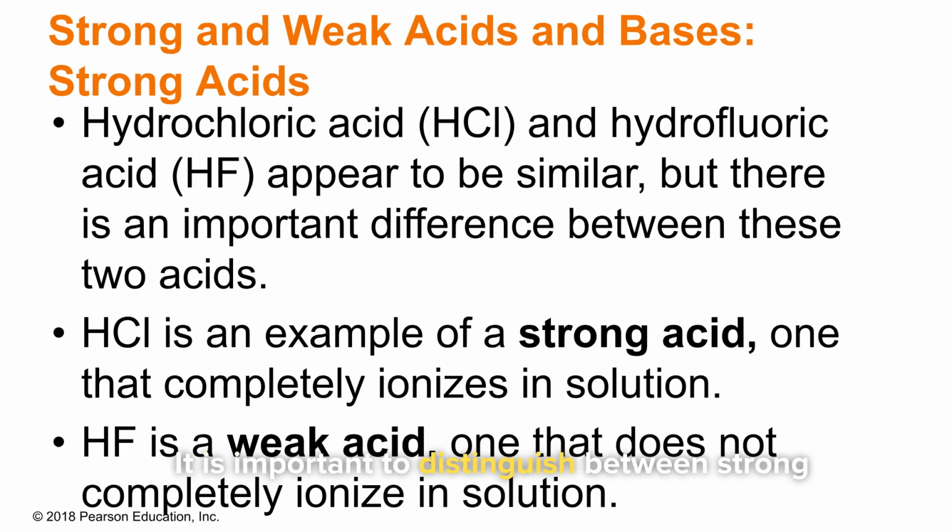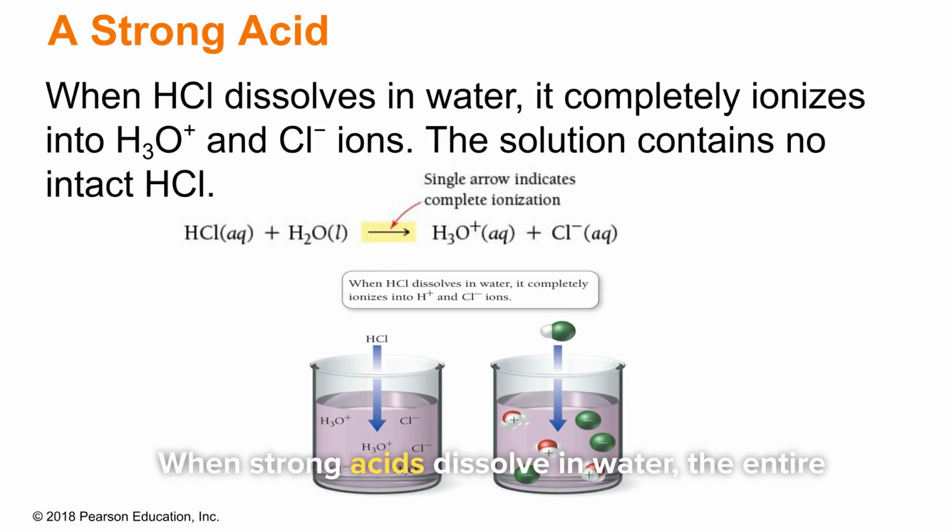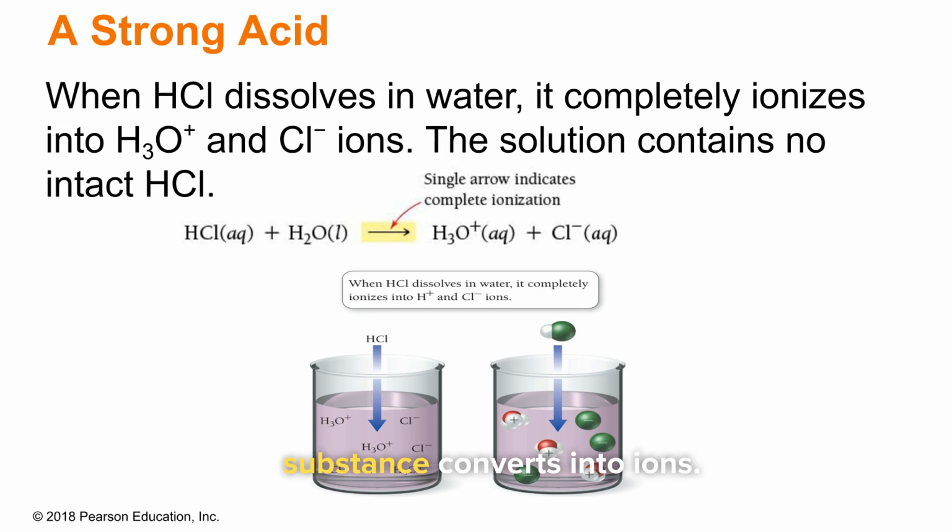It is important to distinguish between strong and weak acids. A strong acid, like hydrochloric acid, ionizes completely in solution, whereas a weak acid, like hydrofluoric acid, does not. When strong acids dissolve in water, the entire substance converts into ions. For HCl, this means the solution contains hydronium and chloride ions, with virtually no remaining intact HCl molecules.